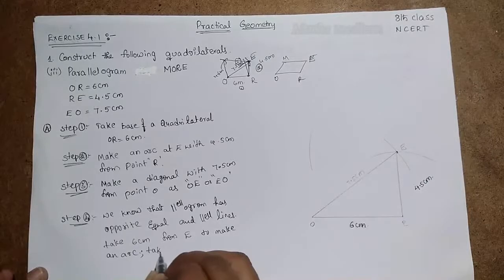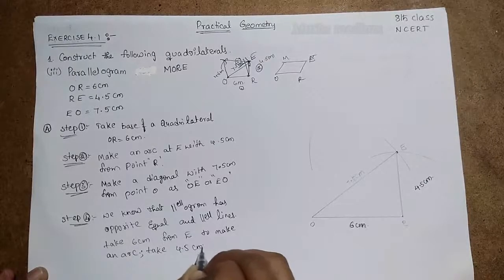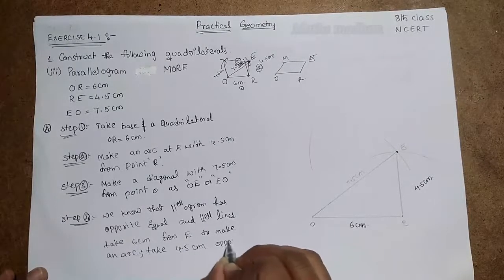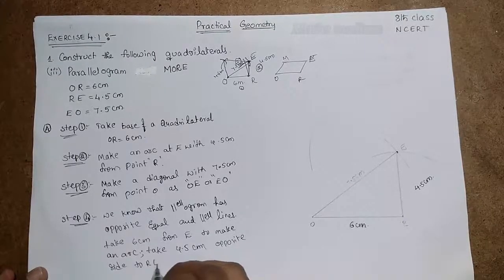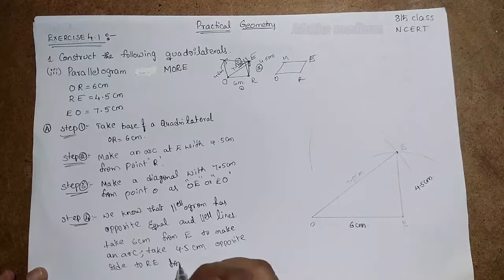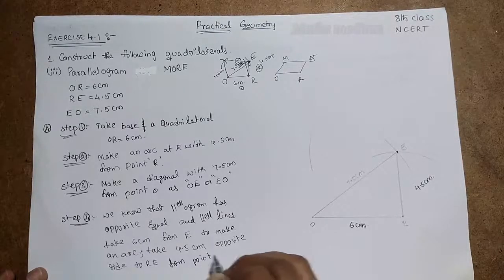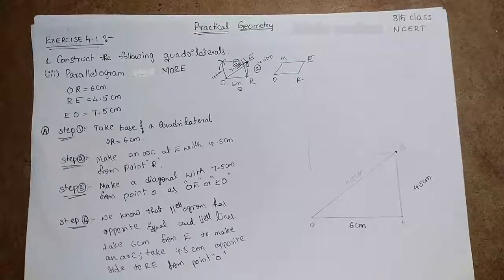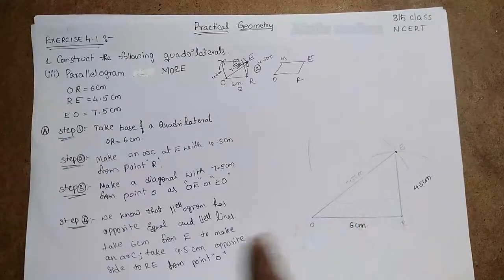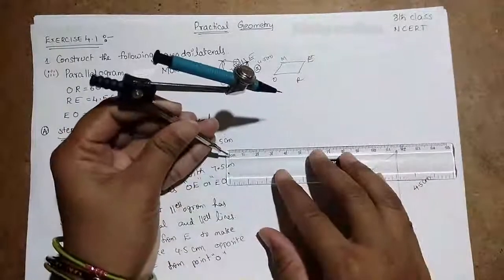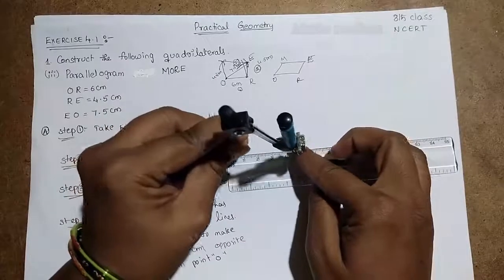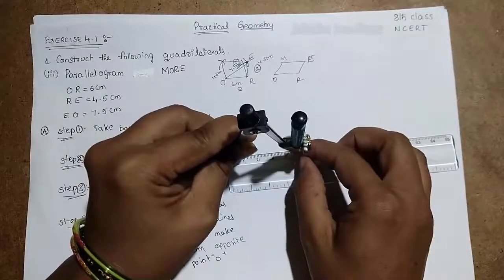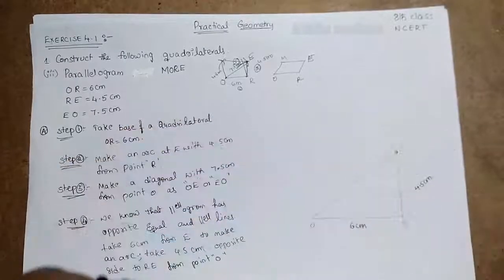Take 4.5 centimeters opposite side to RE from point O. So from point O we have to make 4.5 centimeters as I wrote. So take the scale and measure 4.5 centimeters again, and this is 4.5 centimeters.